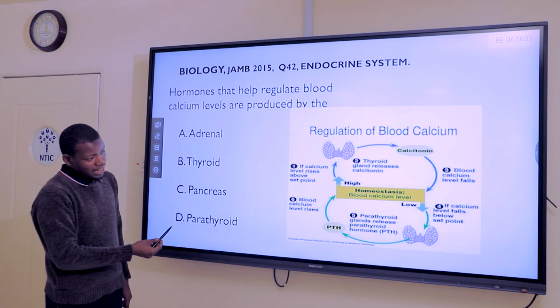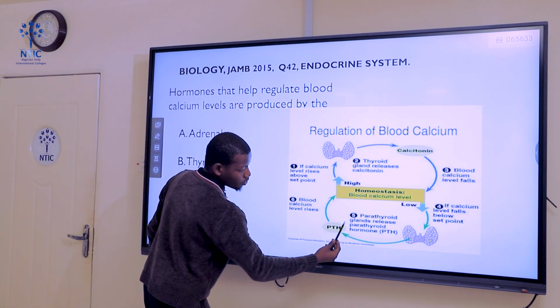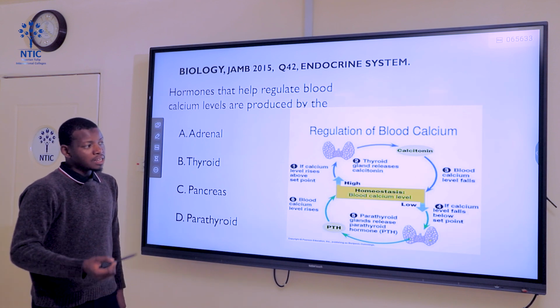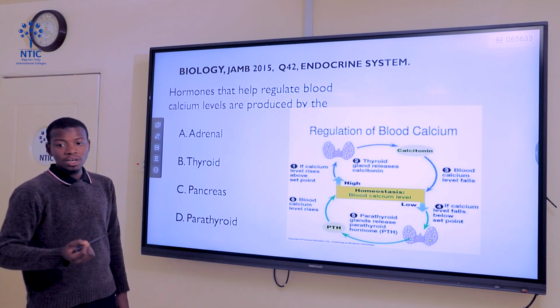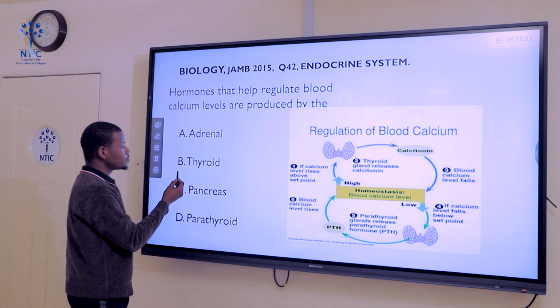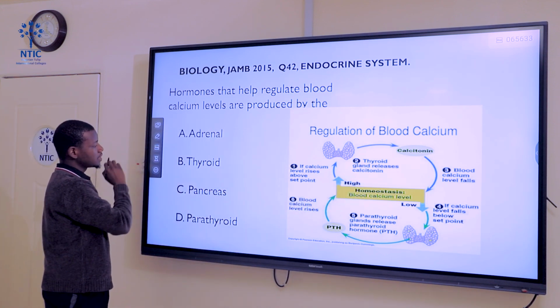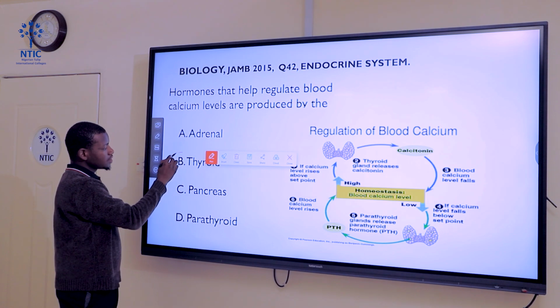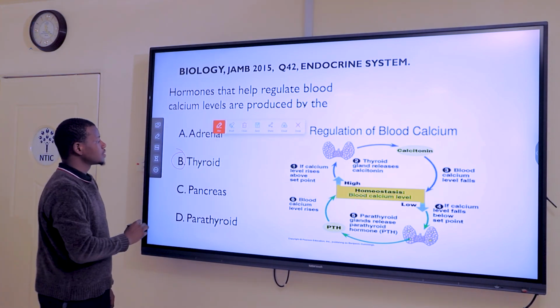hormone. Even though parathyroid hormone also has a function in controlling blood calcium, the major hormone that controls and regulates blood calcium is calcitonin, and it is made by the thyroid gland. So the correct answer here is thyroid gland.